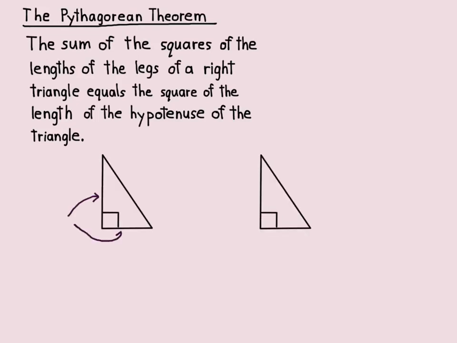So what it looks like, you have a right triangle. The legs are the two sides next to the 90-degree angle, which is called the right angle. The hypotenuse is the side opposite the right angle. Notice the hypotenuse is longer than the legs.